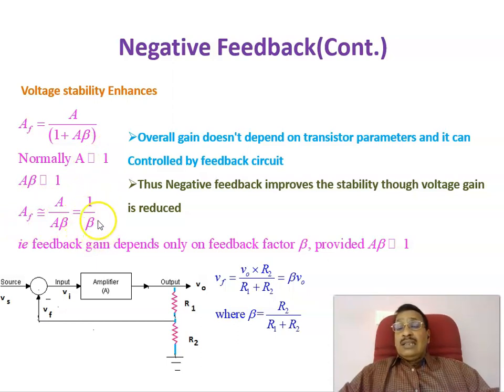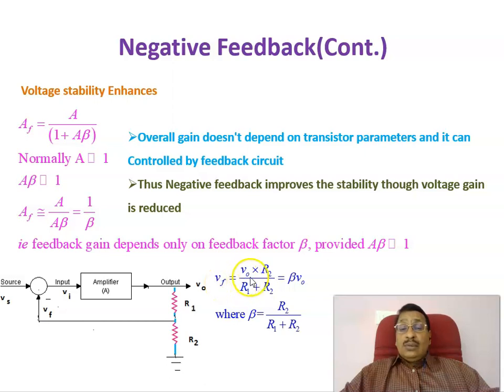As we can see here, this is the input signal and this is the feedback signal. The input minus feedback is the Vi to the amplifier. We are feeding back V0 from this point through a voltage divider circuit, R1 and R2. Therefore the voltage that is fed back, VF, is given by V0 divided by R1 plus R2, into R2. Therefore the feedback factor is given by R2 divided by R1 plus R2.